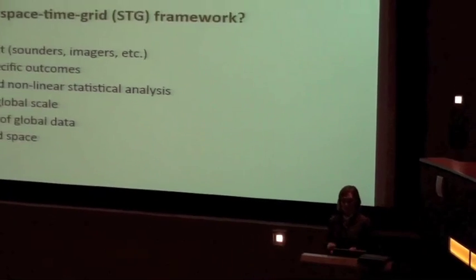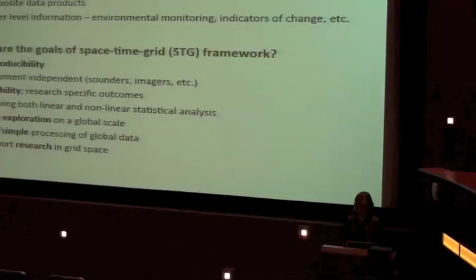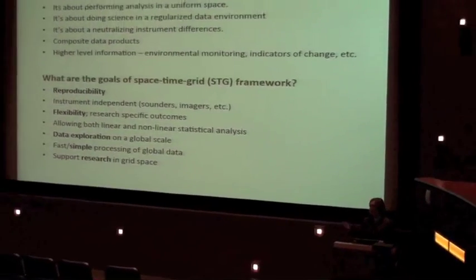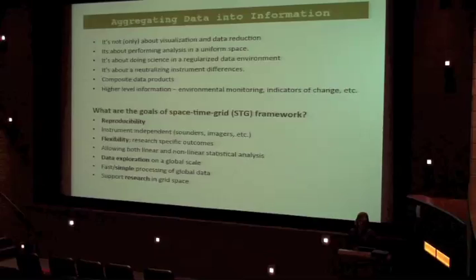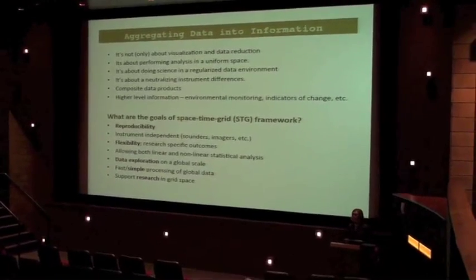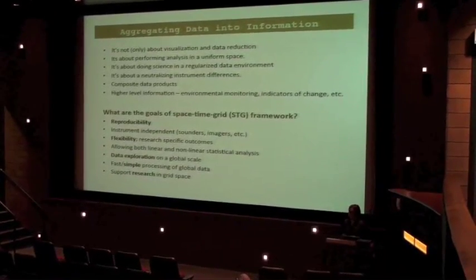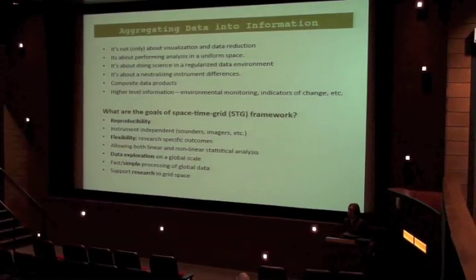So what does it mean to aggregate data into information, or what is the objective? It's not just about finding that one single value per grid cell. That's usually what you do for visualization, fast visualization of global data sets. Or often there's subsampling for data reduction. But we also want to be able to do science in grid space and to know that our climate data sets represent real trends and not artifacts due to data subsetting.